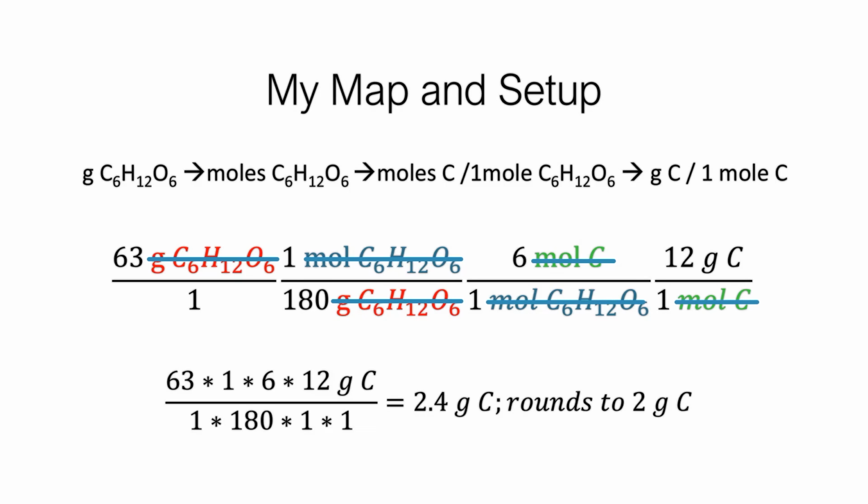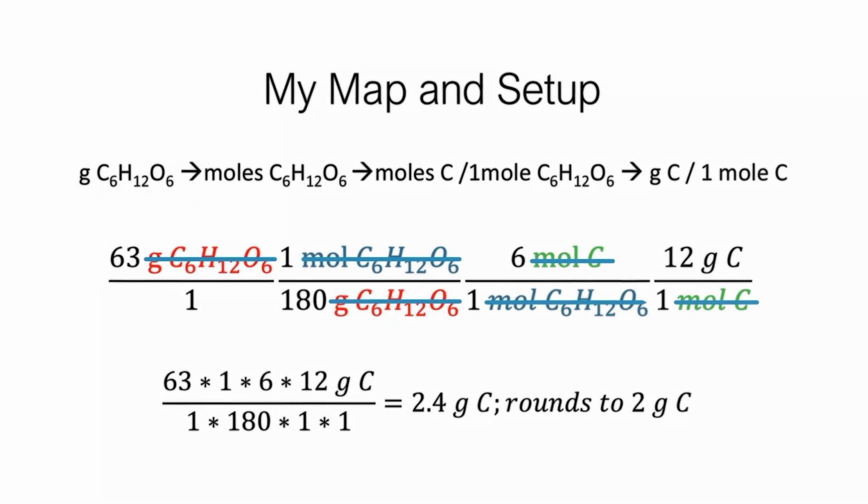The math looks like 63 times 1 times 6 times 12 grams carbon divided by 1 times 180 times 1 times 1 to equal 2.4 grams carbon. Following the rules of significant figures, that rounds to 2 grams of carbon.